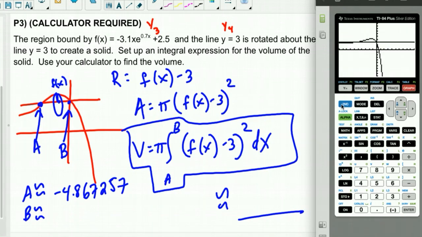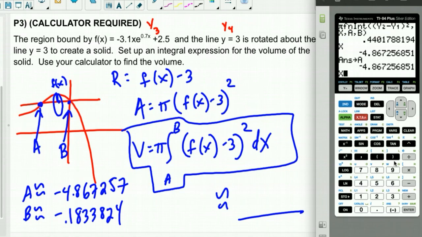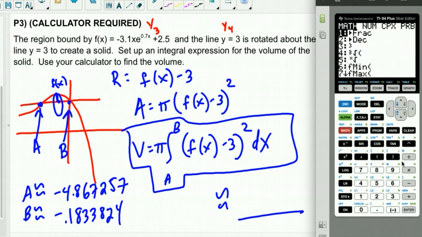Go back to graph, second calc intersect. And again, it's faster to hop onto the line, so you can press down and get on the line if you want. It's a little bit faster. Enter, enter, enter. Cool. My second one is negative 0.1833824. I'm going to quit out of that and hit X and then store it as alpha B. And then honestly, you could go back up and just do second enter. I'm not going to here because I used y3 and y4. You probably didn't, but that's what I did.